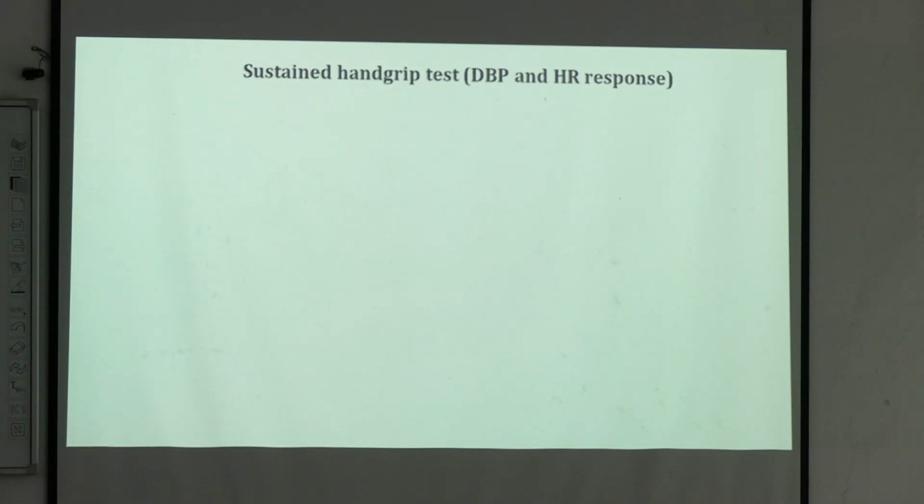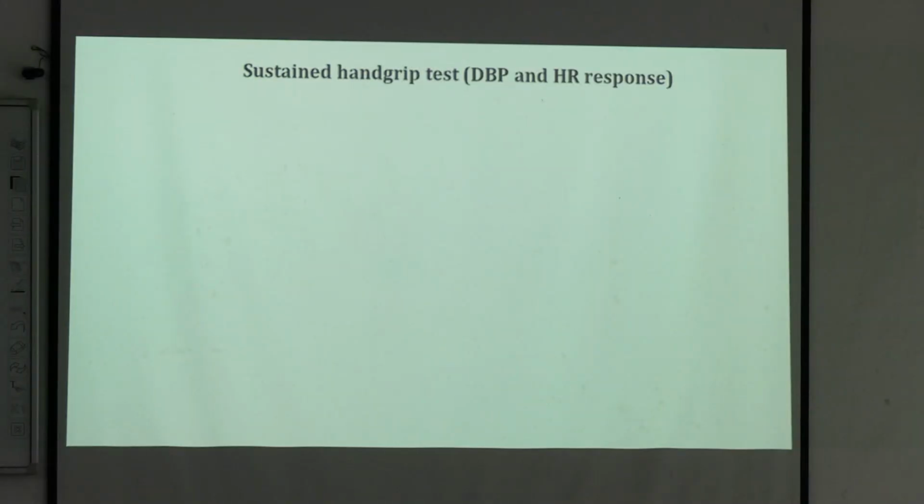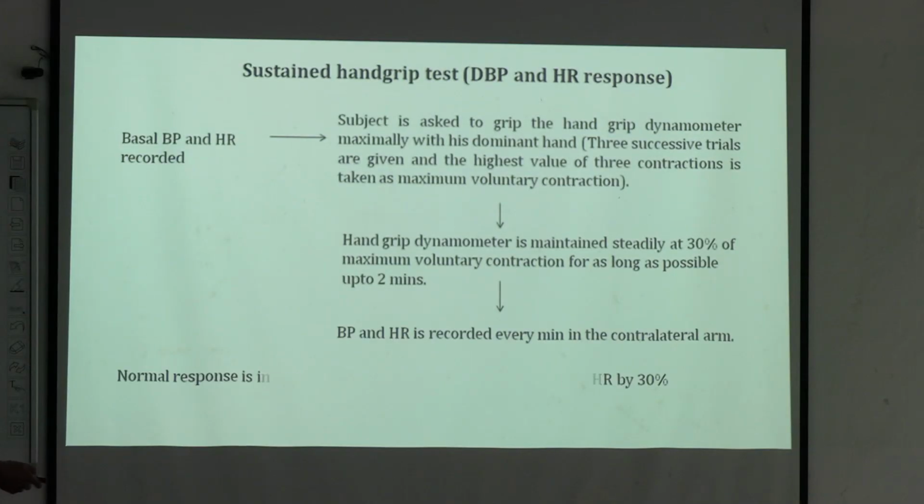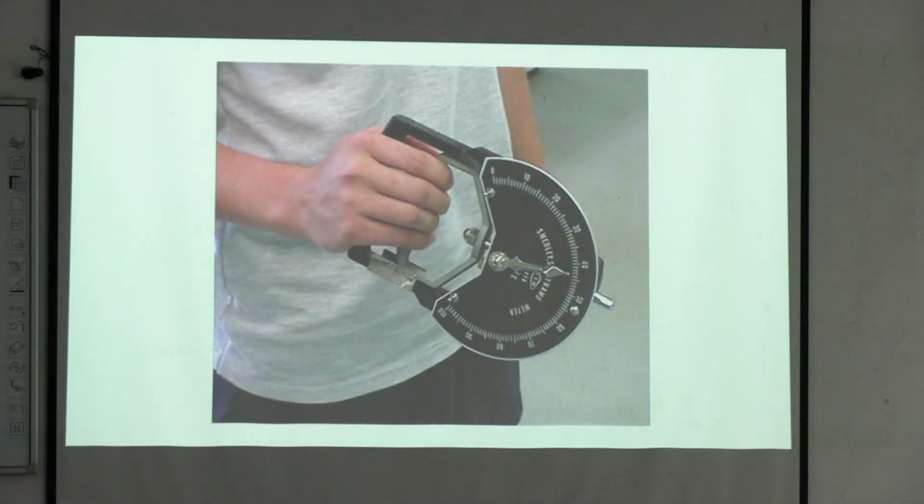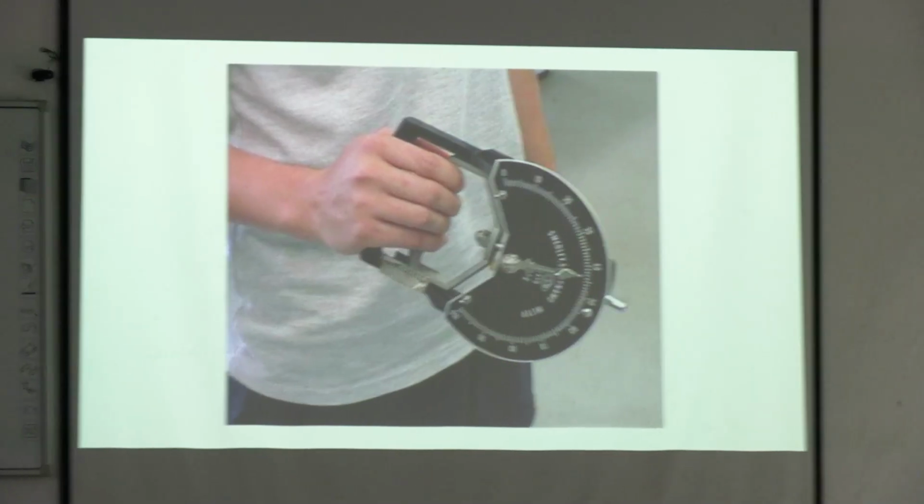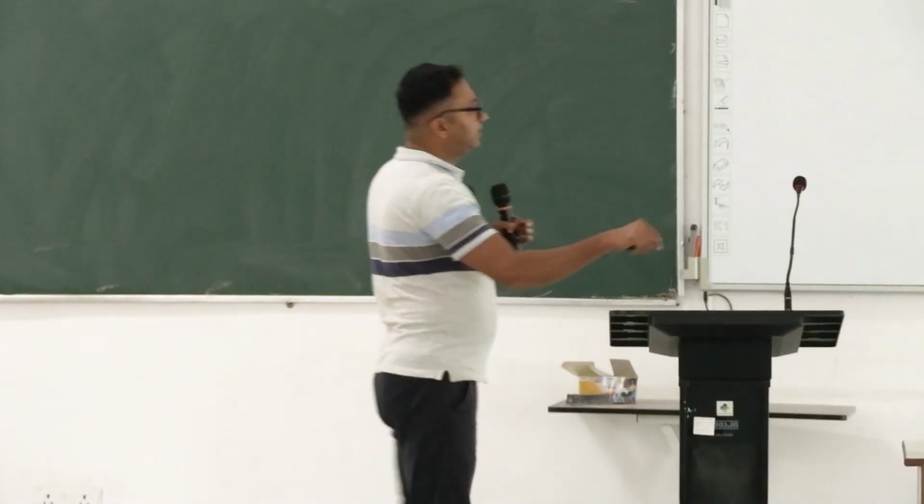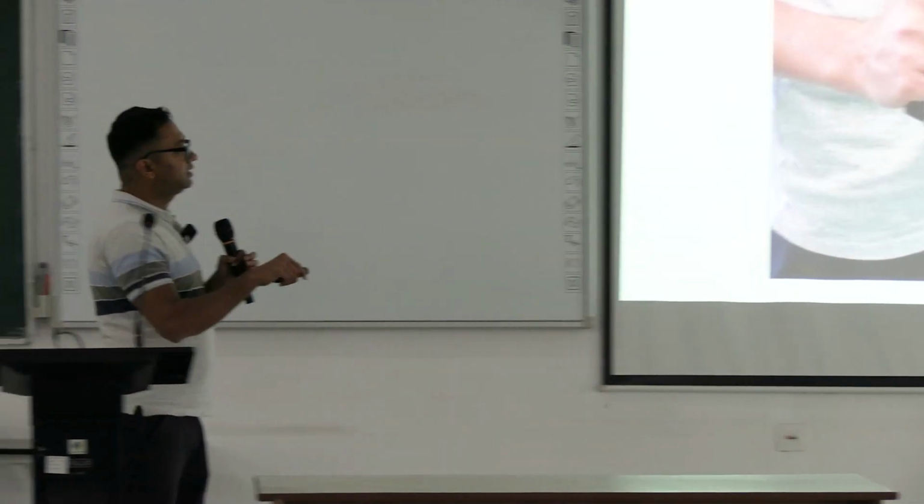Now, sustained hand grip. Sustained hand grip, again we have an instrument called hand grip dynamometer. See, here is the instrument, hand grip dynamometer. So, here is a spring action. When it is released, this will be at 0.